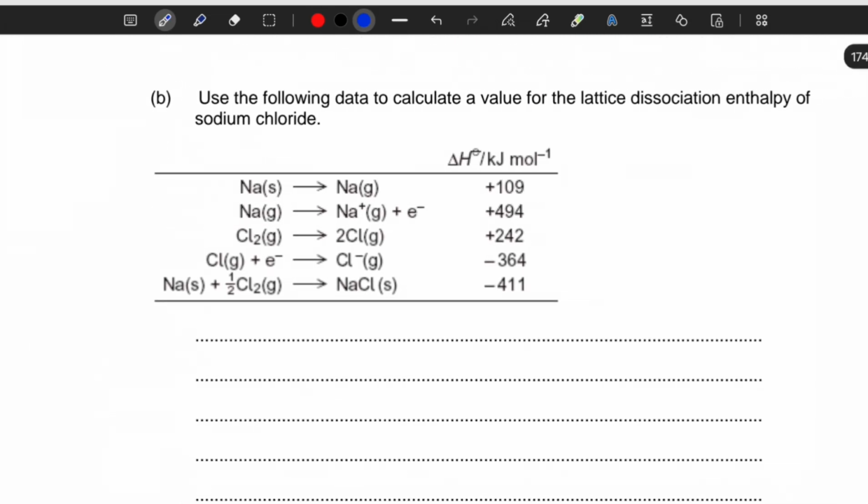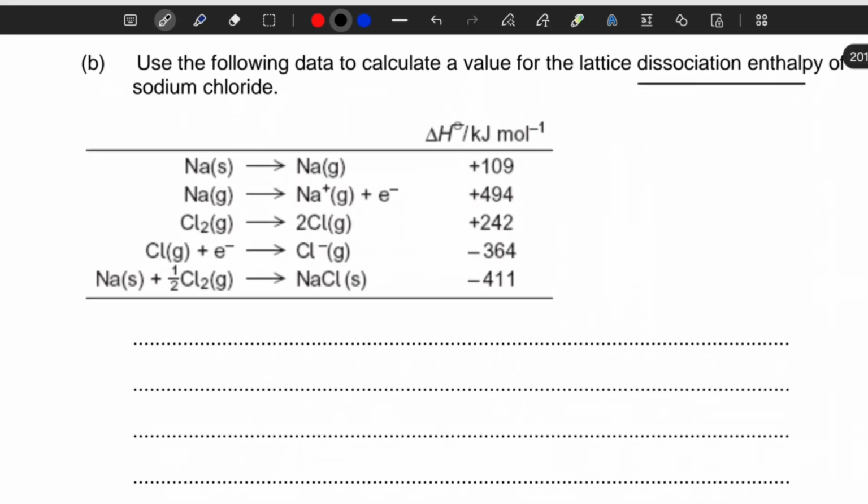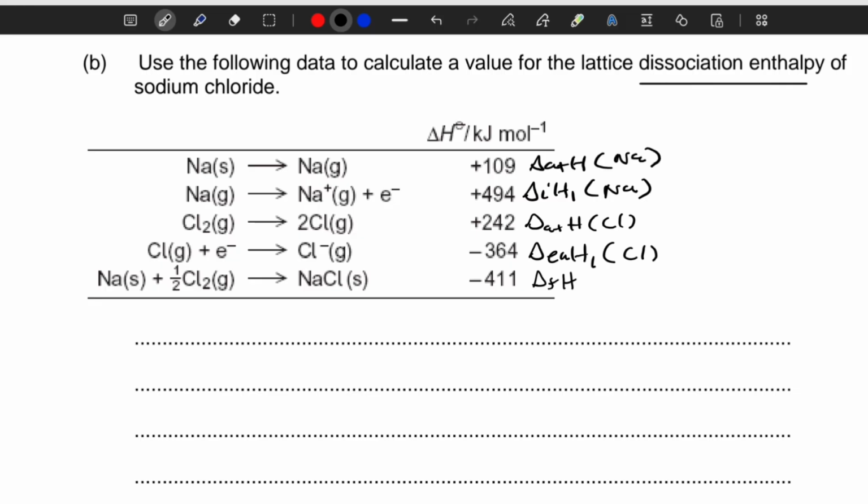Okay, next question. Use the following to calculate a value for the lattice dissociation enthalpy of sodium chloride. So first, I would state what the stages are. So here's the enthalpy of formation. Here is the first electron affinity of chlorine. Here is the atomization of chlorine, but we're going to talk more about that later. Here is the first ionization energy of sodium, and here is the atomization of sodium.